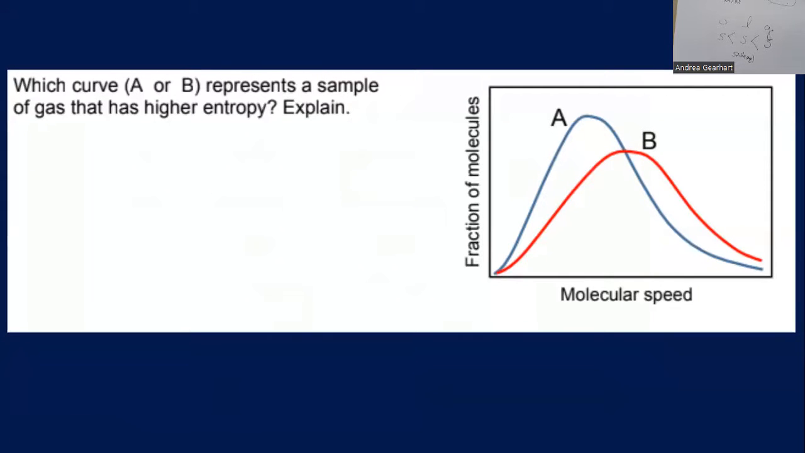Maxwell Boltzmann distribution. Not that we ever have to remember that this is what it's called. So what if we were asked which sample has a higher entropy and justify? Jackson.